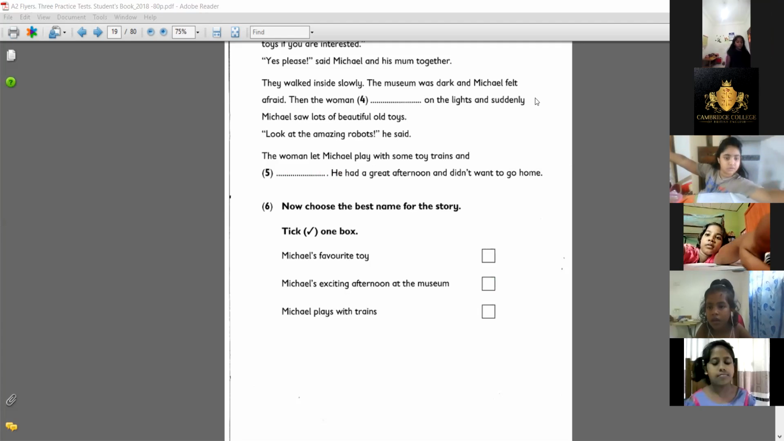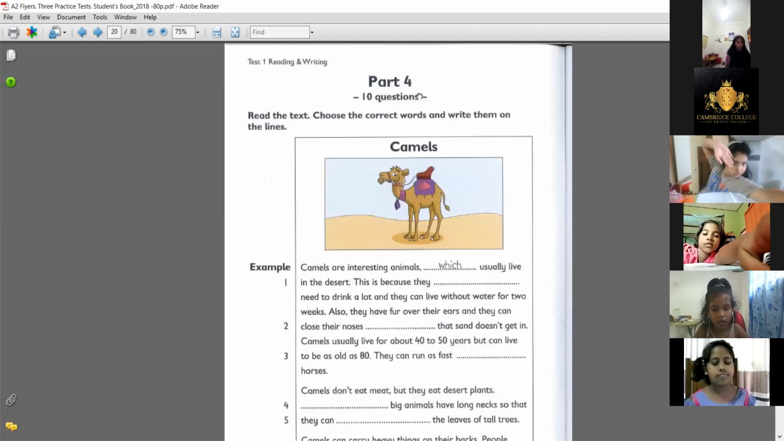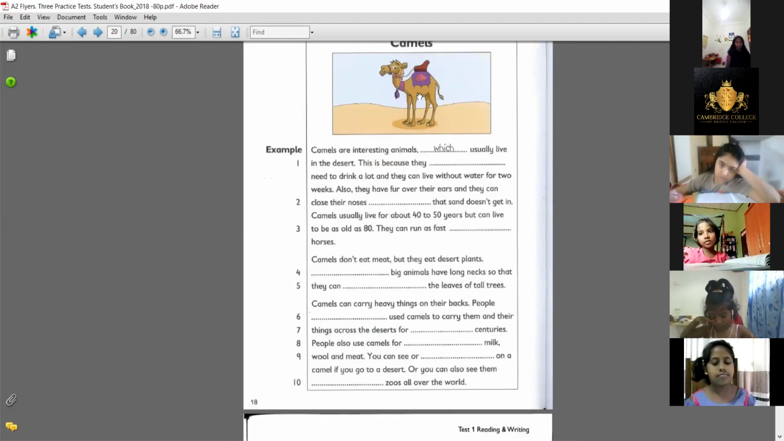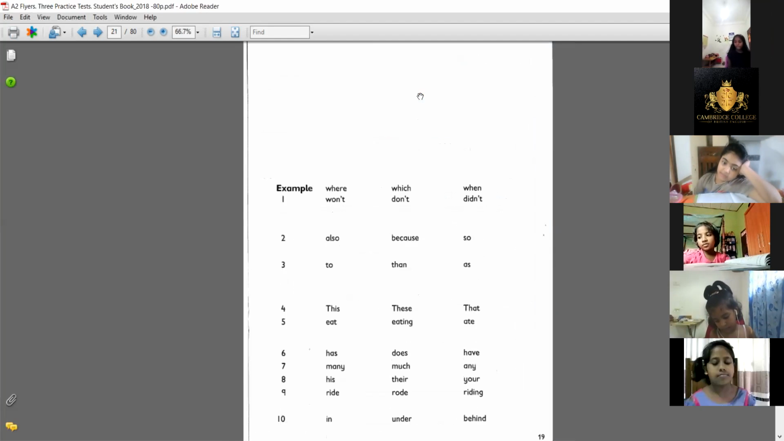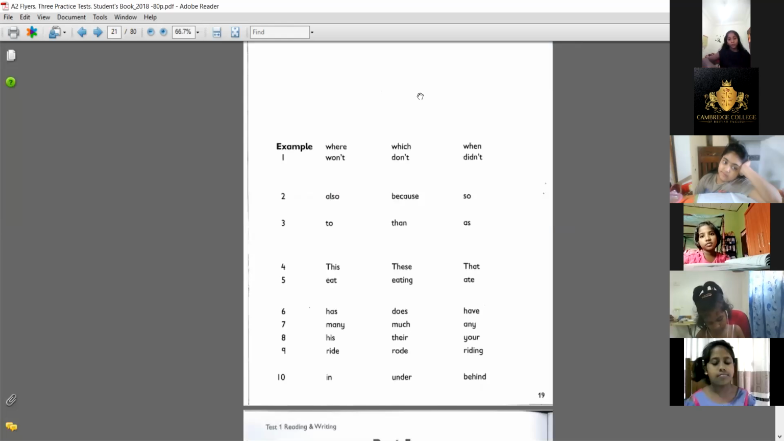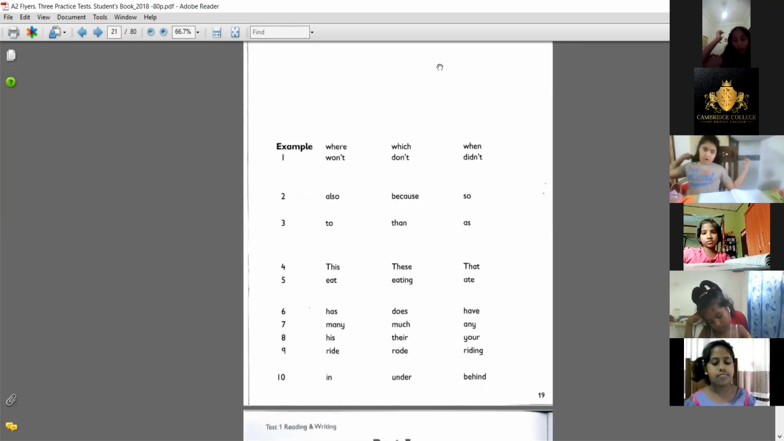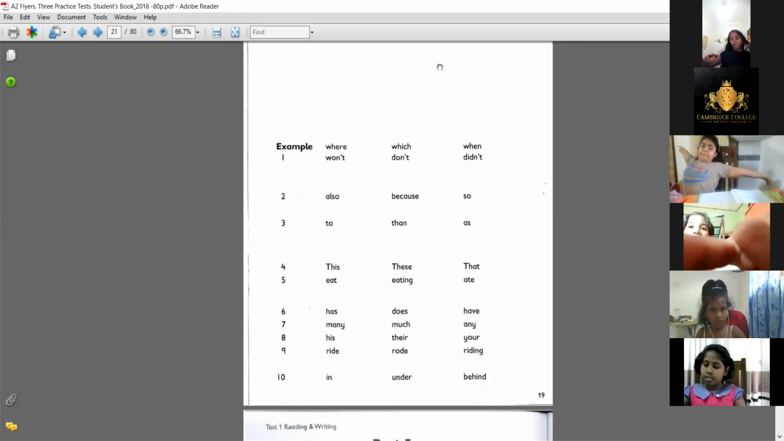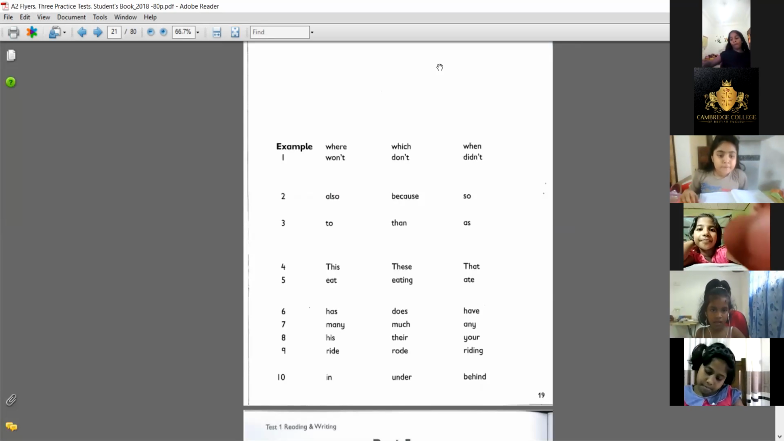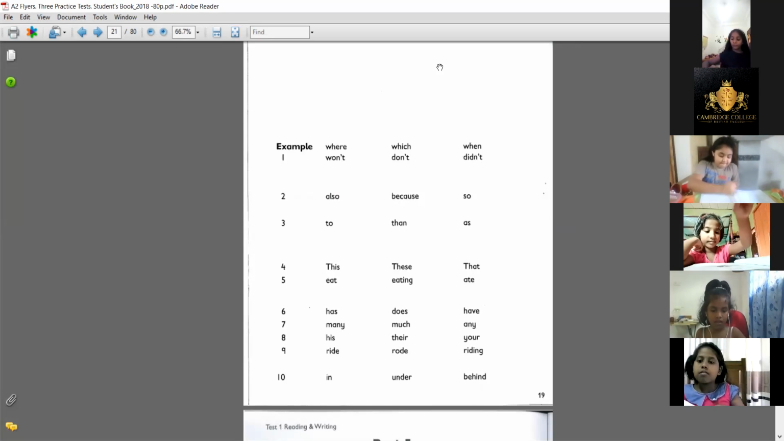Okay. Right, next one is part five. Sorry, part four. Here, what do you want to do? You want to choose the correct answer from this box, from this page. Okay. So, I'm going to tell you the meanings. You know most of the meanings here. So, it's a little bit hard for you all. I know that because we have only completed few lessons in the grammar part. Yes?